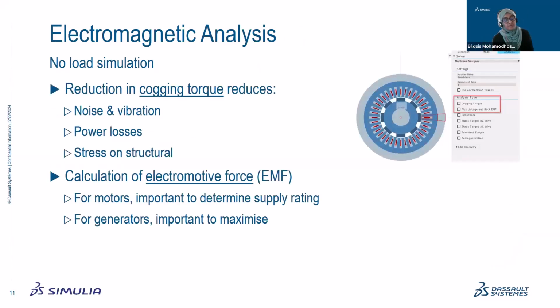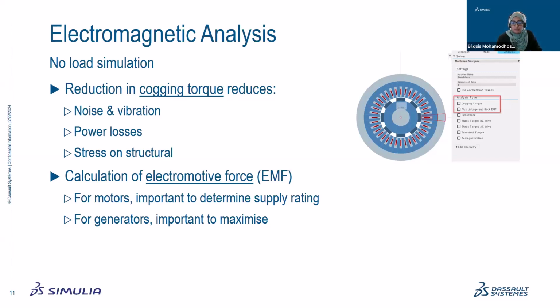For a no-load simulation, for example, we have two important aspects that we look at. The first one is the cogging torque, which is mainly looked at for permanent magnet motors. Reducing the cogging torque helps to reduce the noise and vibration in the machine, and also to reduce the power losses and put less stress on the structural model of the machine. Like I said, this applies mainly to permanent magnet machines, but more generally to all types of machines.